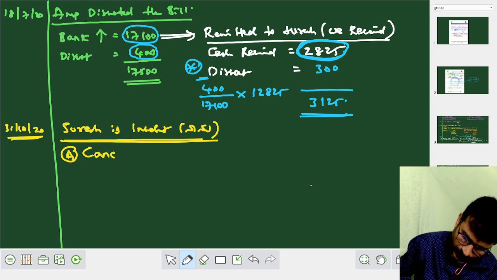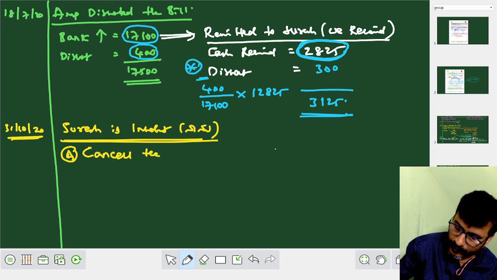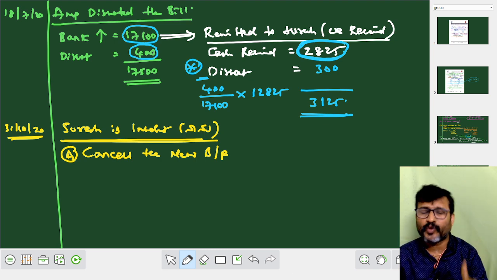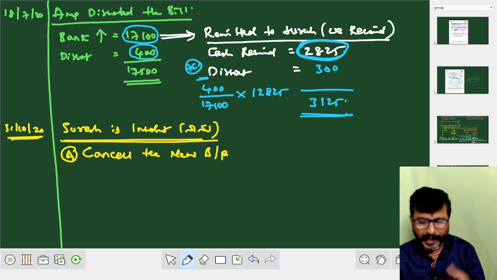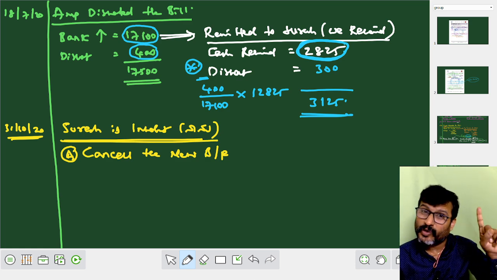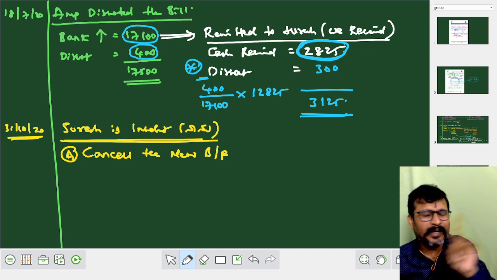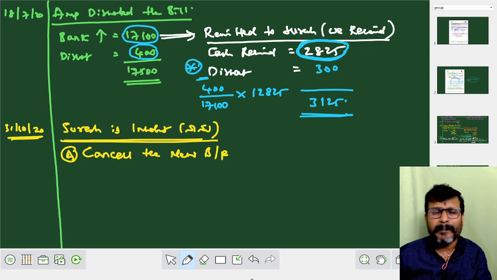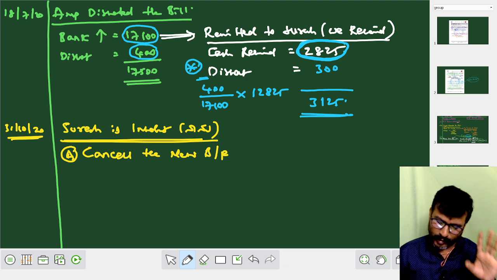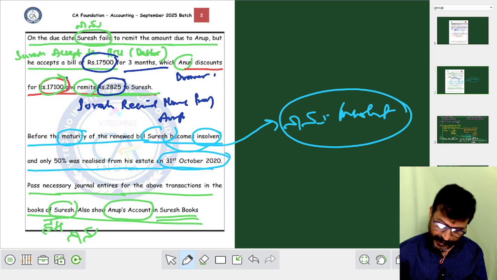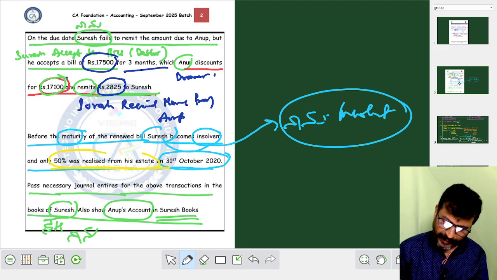Cancel the new BP. What do we have to cancel? New BP. Because Suresh accepted a bill which is drawn by Anup earlier to this transaction. Earlier what we used to do, cancel new BR, cancel renewed BR, but here we cancel not a renewed BR, it is a renewed BP because Suresh accepted a bill drawn by Anup. Afterwards what happened? Suresh is insolvent, I am insolvent. See next, and only 50% realized from his private estate.